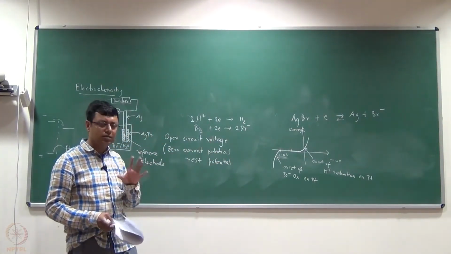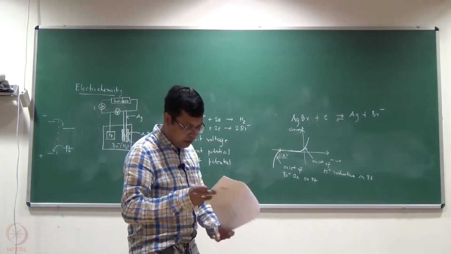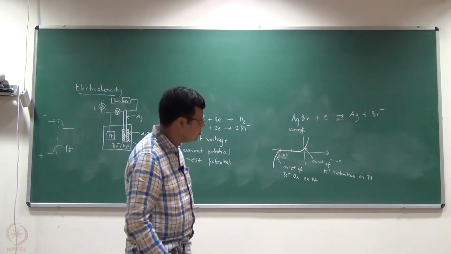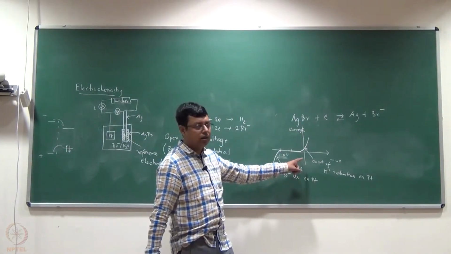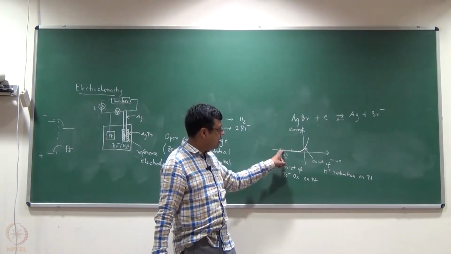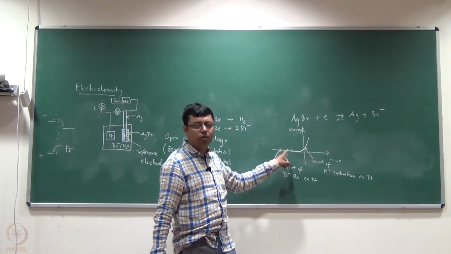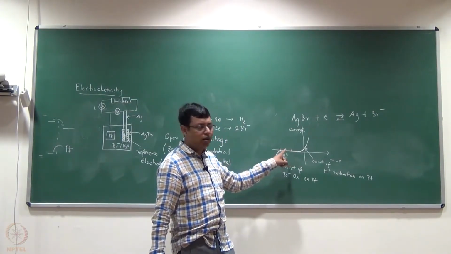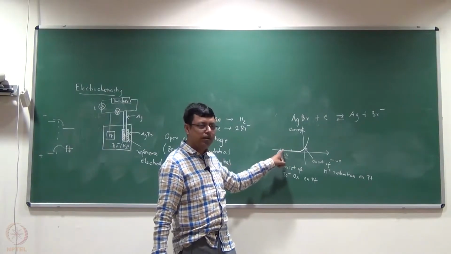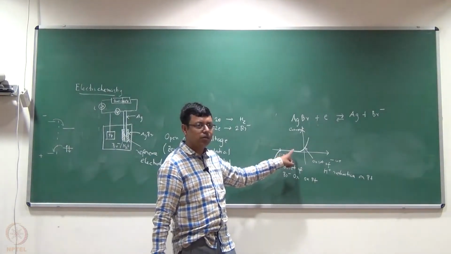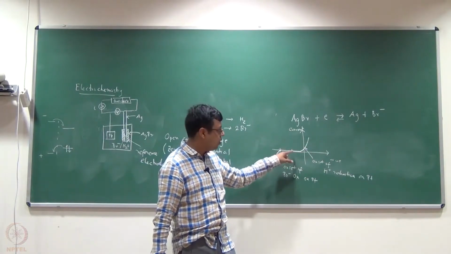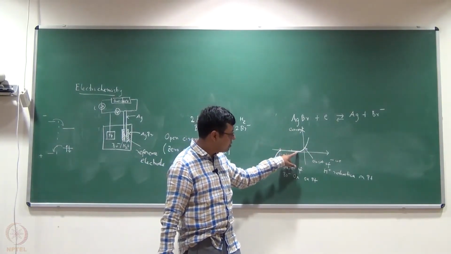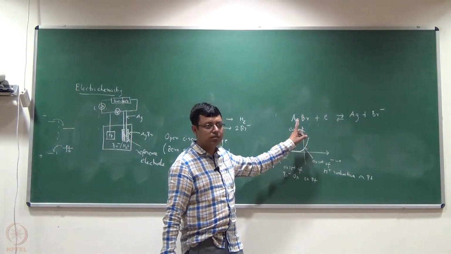But there are a few things. What are the few things? Think about it. So this is basically the current, right? And as you can see that there is a range of potential where, even if I scan the potential, I'm not basically getting any current. And all of a sudden, as you can see, it basically starts rising.